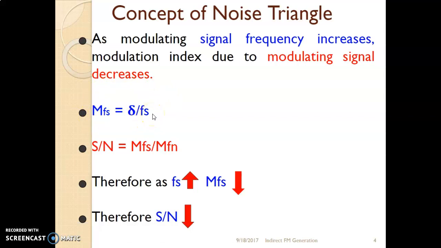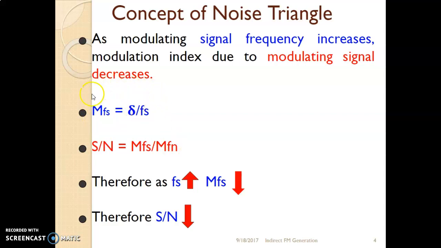Now, the formula for the signal to noise ratio is signal power divided by noise power. But what we are writing here is the modulation index due to signal frequency divided by the modulation index due to noise frequency, and this is how the formula is modified. MFS is the modulation index due to signal frequency, and MFN is the modulation index due to noise frequency.